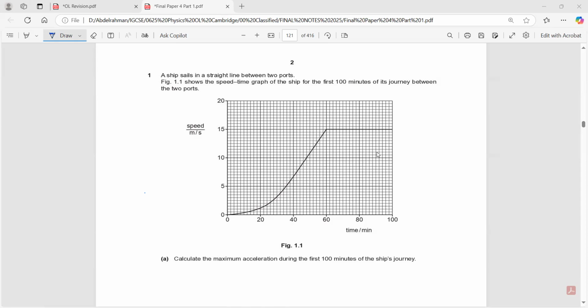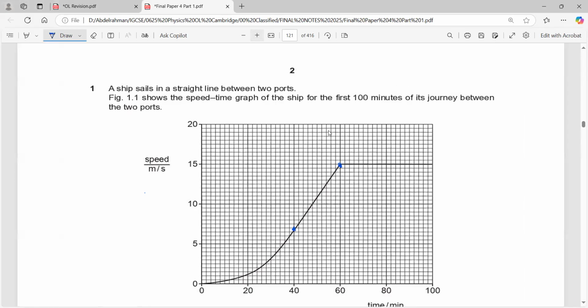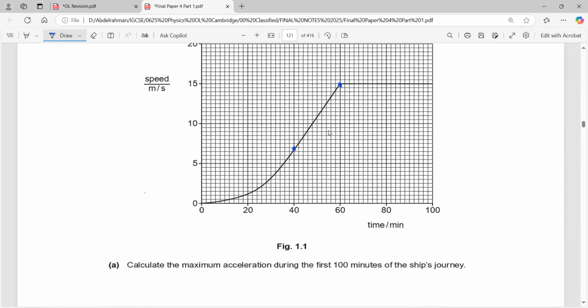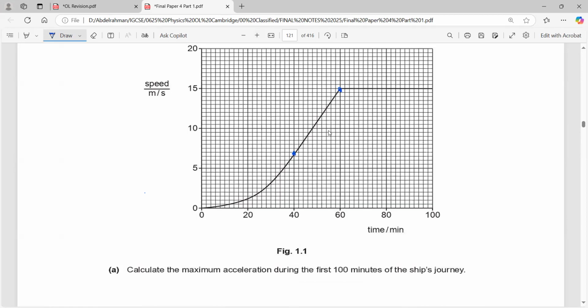Where is the constant acceleration? From this point, let's say, to around this point. Yeah, this could be considered a constant acceleration. Let's zoom in. Yes, we can find the acceleration between 40 and 60 minutes. Minutes, not seconds.